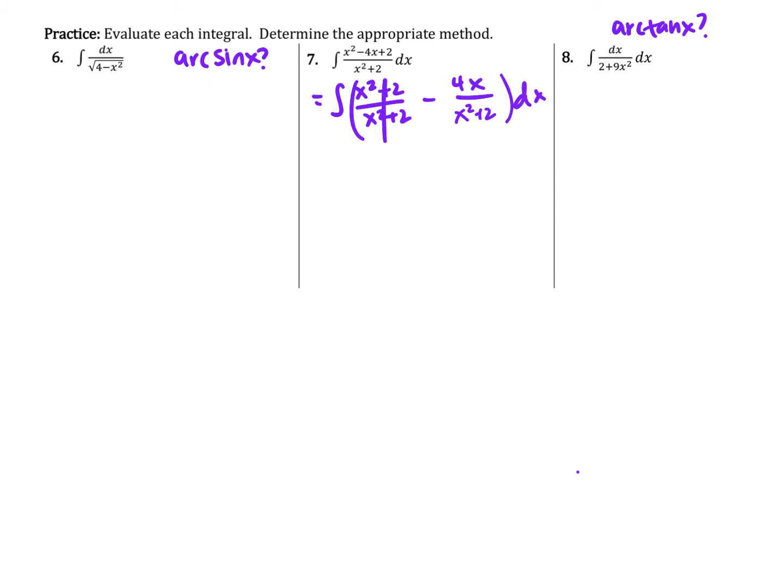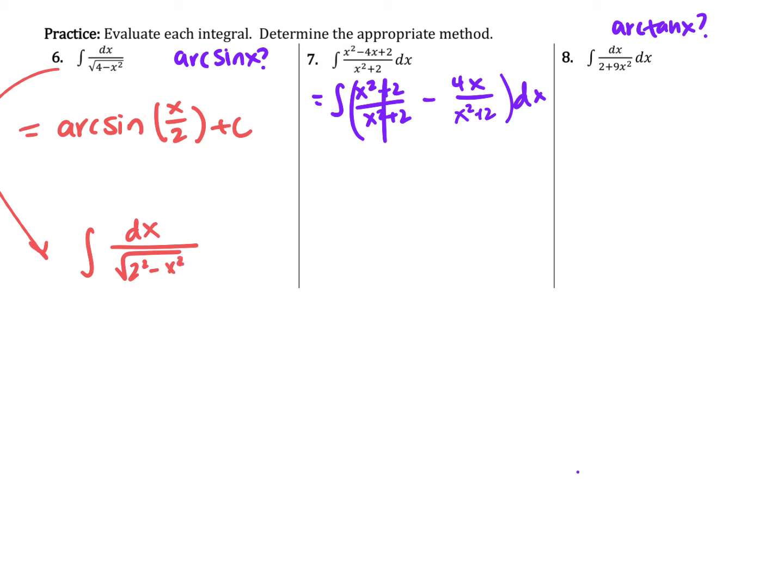So now that we've come up with a strategy, go ahead and pause the video, finish the integration, and then unpause the video and see how you did. All right, so number 6 is arcsine. If I integrate this, this is going to be arcsine of the thing that's in the place where u is. u squared is x squared, so u is x, over a, in this case, is 2. So arcsine of x over 2 plus c. So really you can think of this integral as the integral of dx over the square root of 2 squared minus x squared. That might help you identify your u and your a.